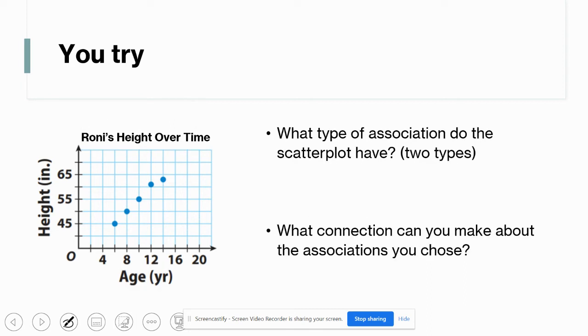We have, what type of association do the scatterplots have? There are two types. And I'm not going to tell you these. I'm serious. I'm going to check these. Hopefully you got them correct. I'm looking for two types.